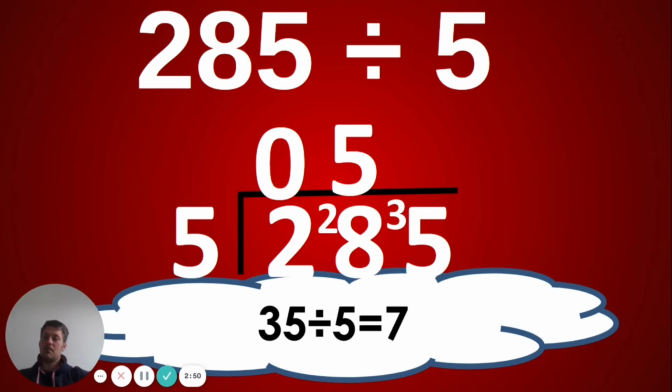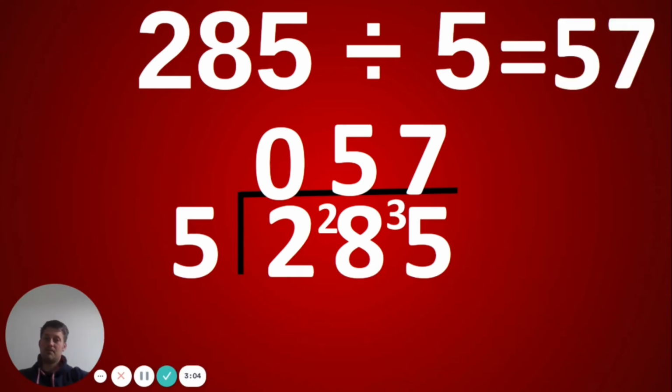Now we need to do 35 divided by 5. That goes in exactly, goes in 7 times. 5 times 7 is 35. So there we can see that 285 divided by 5 is 57.